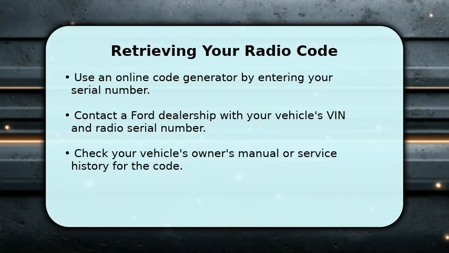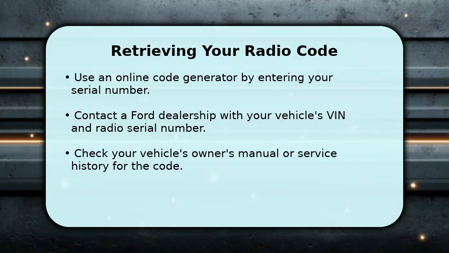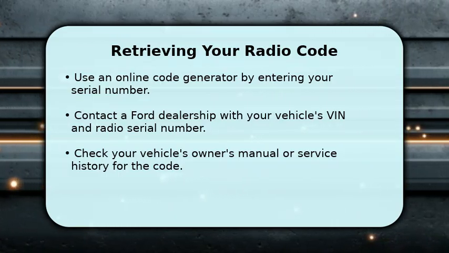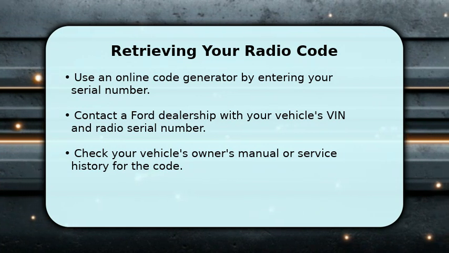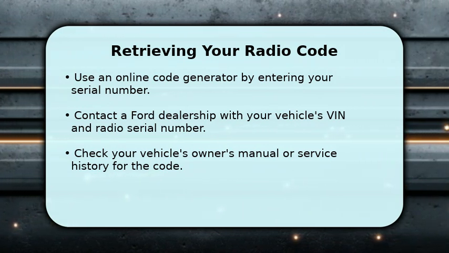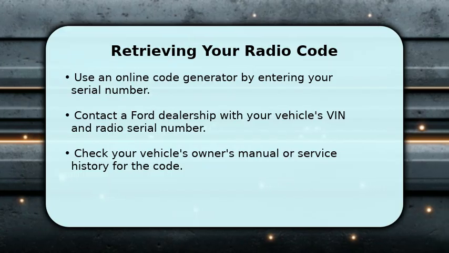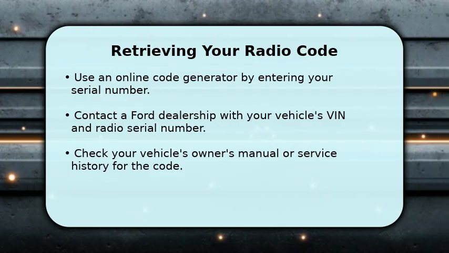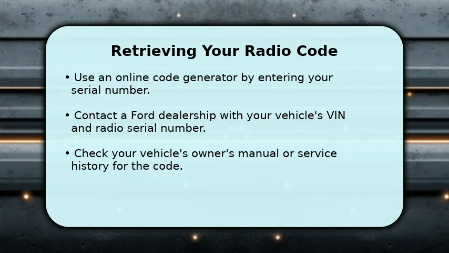Once you have your serial number, there are a few ways to retrieve the code. Many online code generators can provide it instantly after you input the serial number. Alternatively, your local Ford dealership can help. Just provide them with your vehicle identification number and the radio's serial number. Sometimes, the code is even written in your owner's manual.